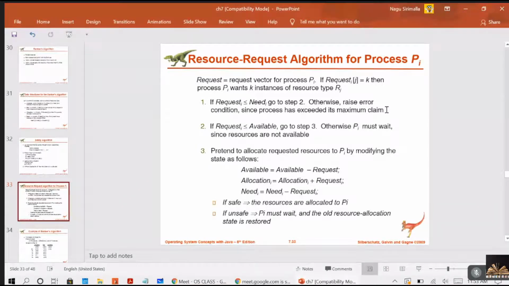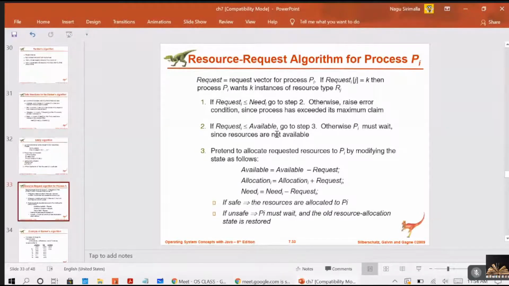I require 4 mA. If I am requesting 5, then it will raise an error condition. So first, what I should check is that the request should be less than or equal to need. Second condition, if this is satisfied, then we check whether the request is less than or equal to available. According to my need I am requesting, but they should check that my request is less than or equal to the available resources, which should satisfy my request.